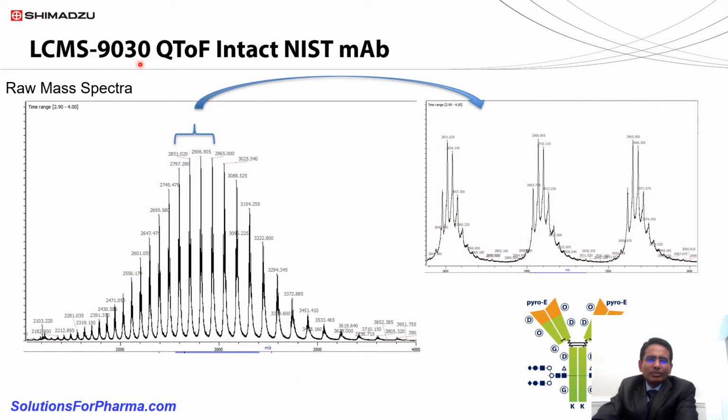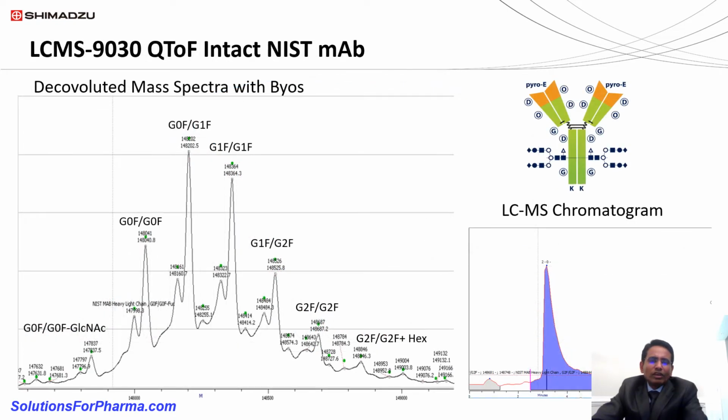This is LCMS 9030 QTOF intact NIST mAb. So if you zoom on the peak, it looks like this. That means the main peak with the glycosylated peaks. After deconvoluting that mass spectra with BIOS, you can see it's identifying all the glycosylated peaks, and this is the LCMS chromatogram, and that's the structure of the NIST mAb.